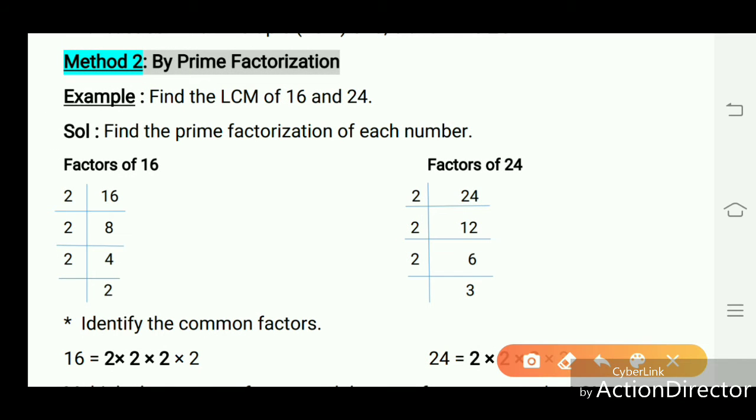Here we get factors of 16. 2 multiply by 2, multiply by 2, and multiply by 2. Here we get 4 2's.